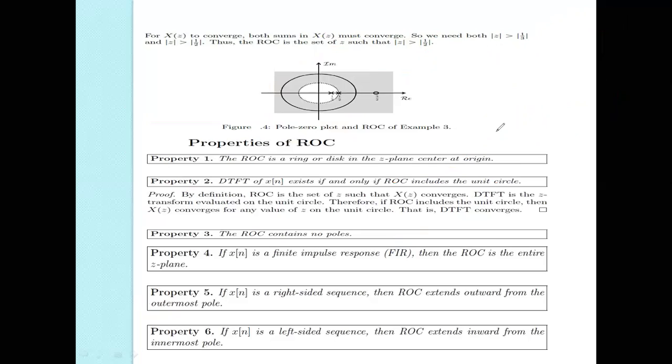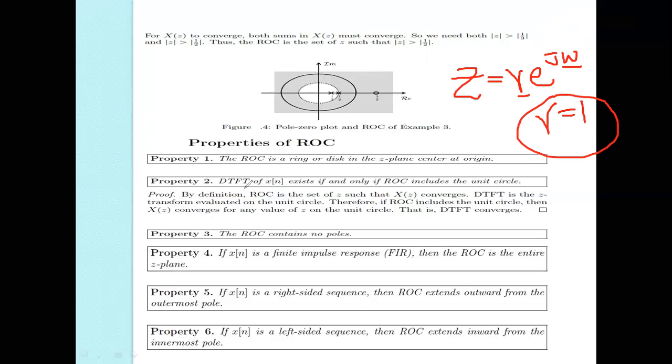The first property says that the ROC is a ring or a disk in the Z plane, centered at the origin. The second property says that the discrete-time Fourier transform of x of n exists when the ROC includes the unit circle, because r is equal to 1. Z is equal to r times e power j omega, where r is the magnitude and omega is the phase angle. Then r equal to 1 is nothing but the unit circle. The discrete-time Fourier transform of x of n exists if and only if the ROC includes the unit circle.